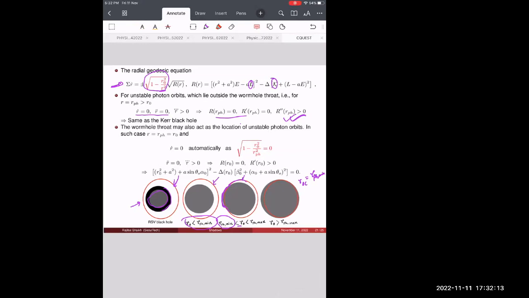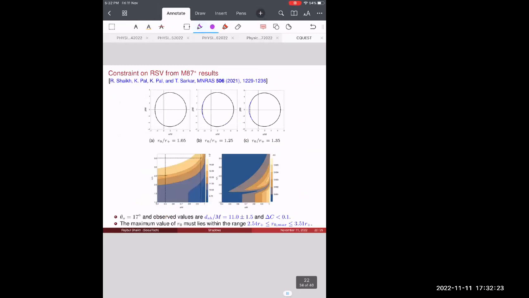If R naught is less than R0C, then the shadow will be the same as the Kerr black hole, and if R naught is greater than R0C, then the shadow will deviate from that of the Kerr black hole. Here I have plotted the shadow for three R naught values. The black dashed curve is for the Kerr black hole, and the solid black plus blue curve is for the RSV metric, the rotating Simpson-Visser metric. In this case R naught is less than R0C, so the shadow is the same as the Kerr black hole.